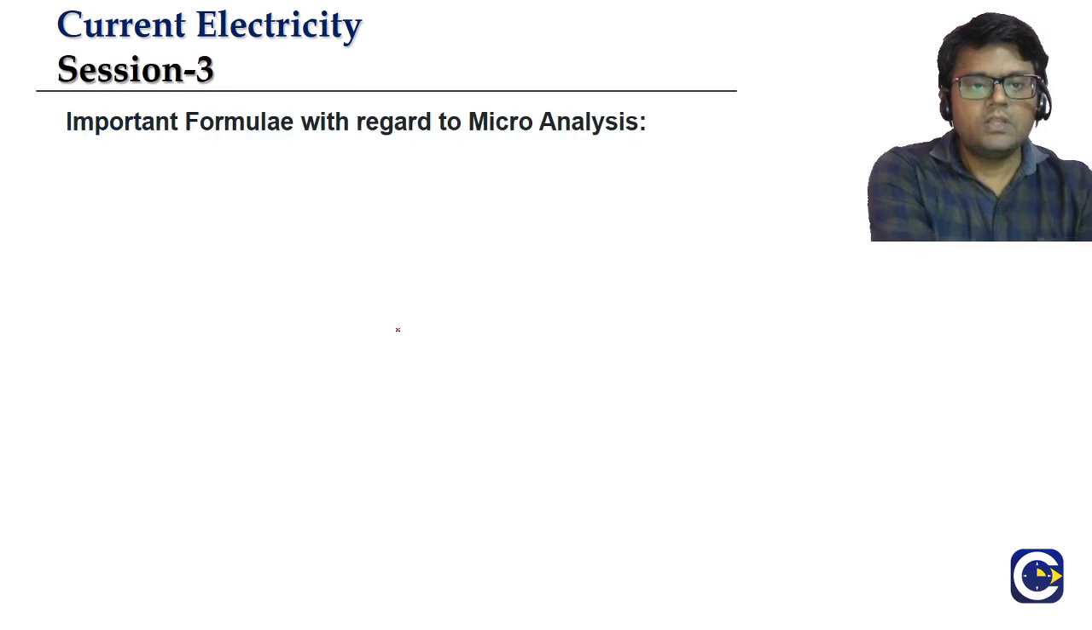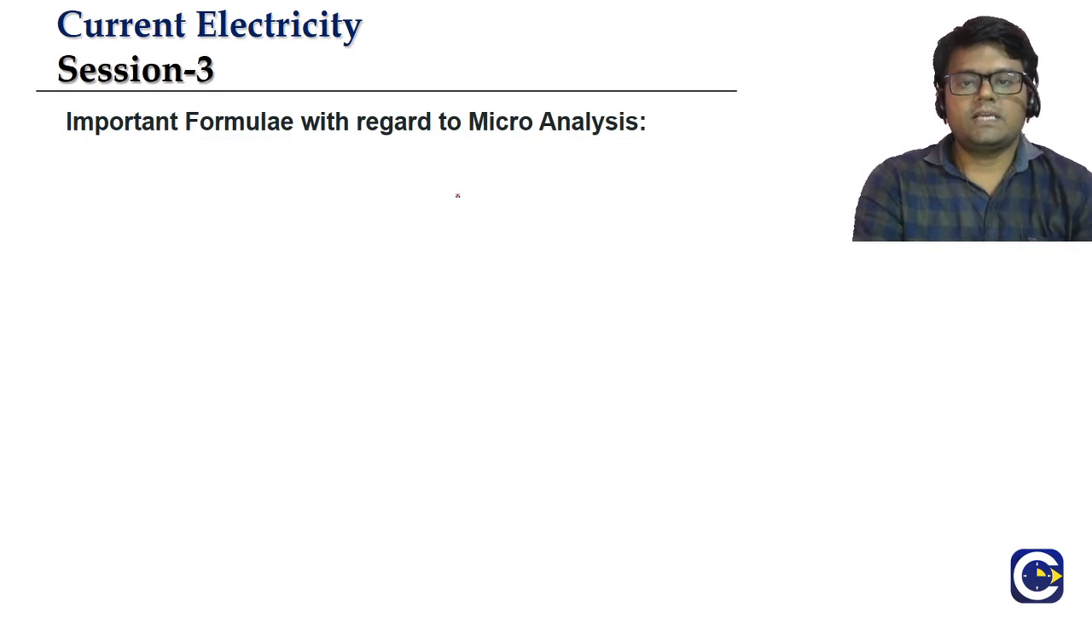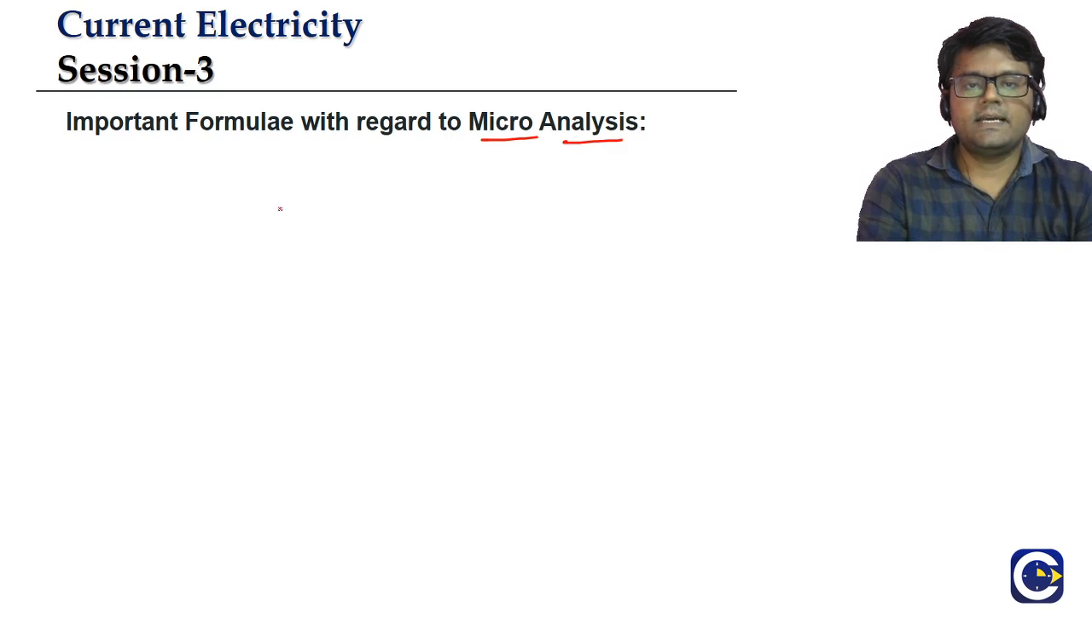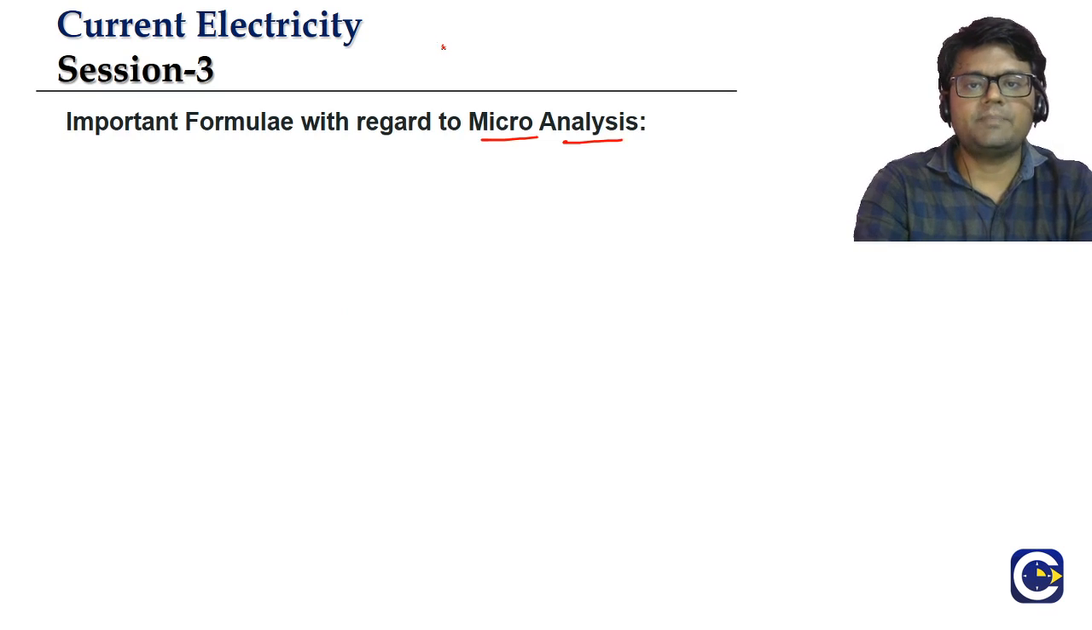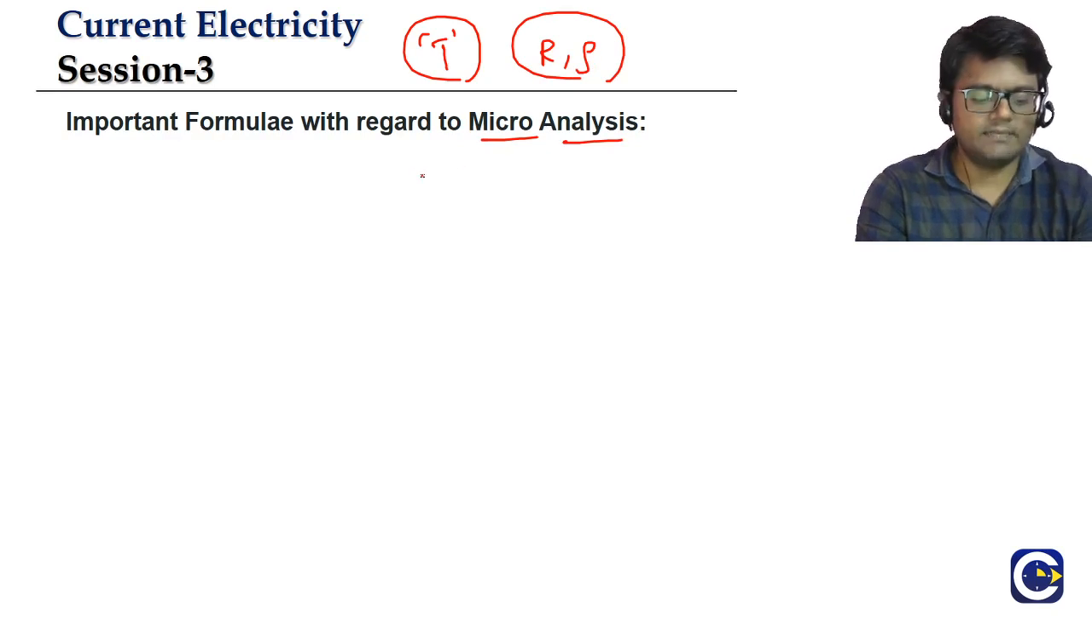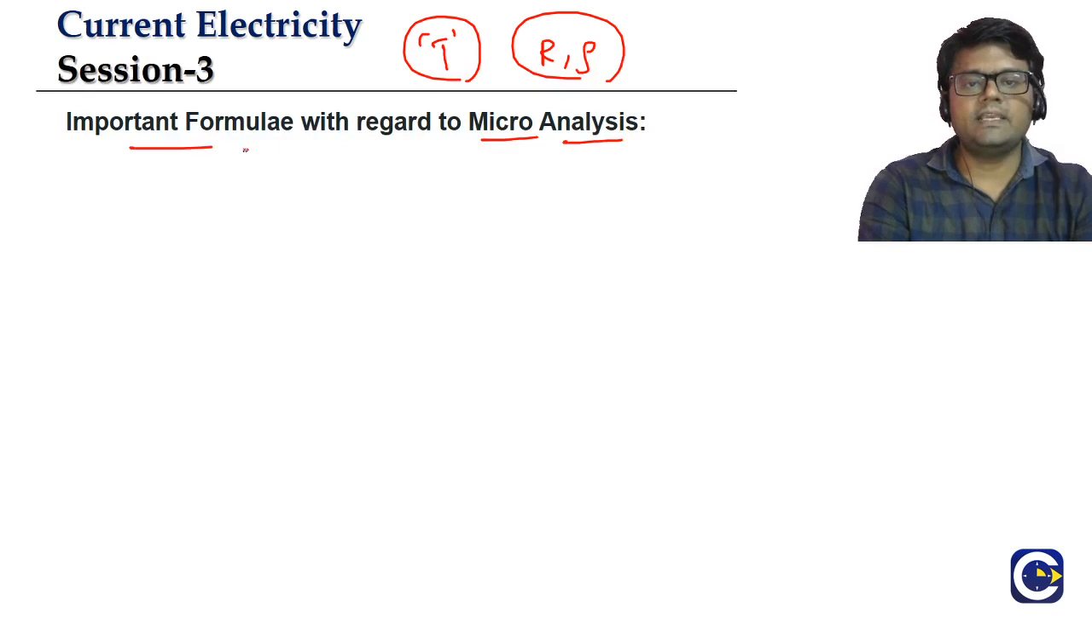In the last class, because we were discussing the micro level analysis, you know that we are midway through that. We were just short of answering some of the important questions related to the temperature dependency on resistance or resistivity of materials. That we said we will be able to answer based on the micro level analysis. So we'll take a look at the important formulae that we covered in the last class.